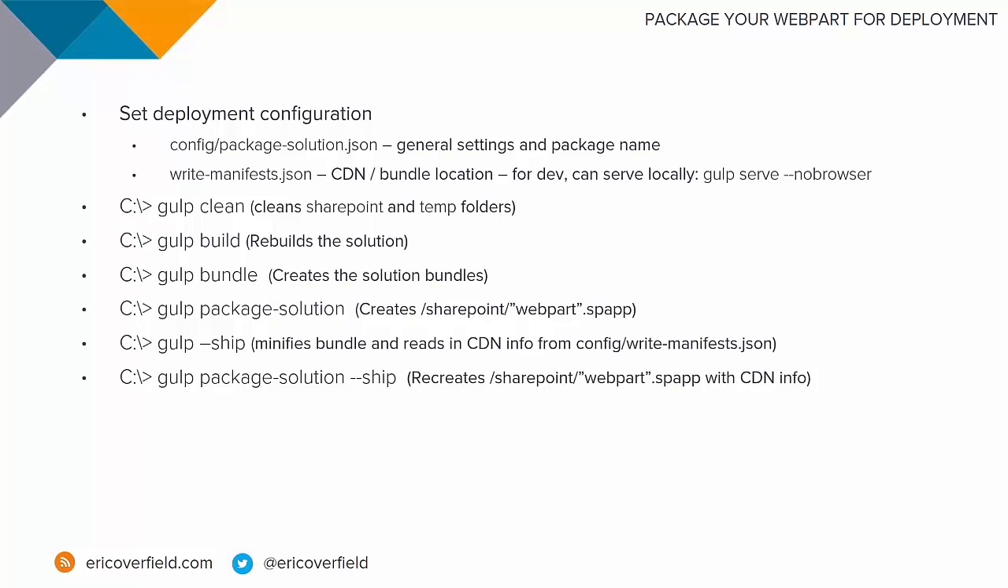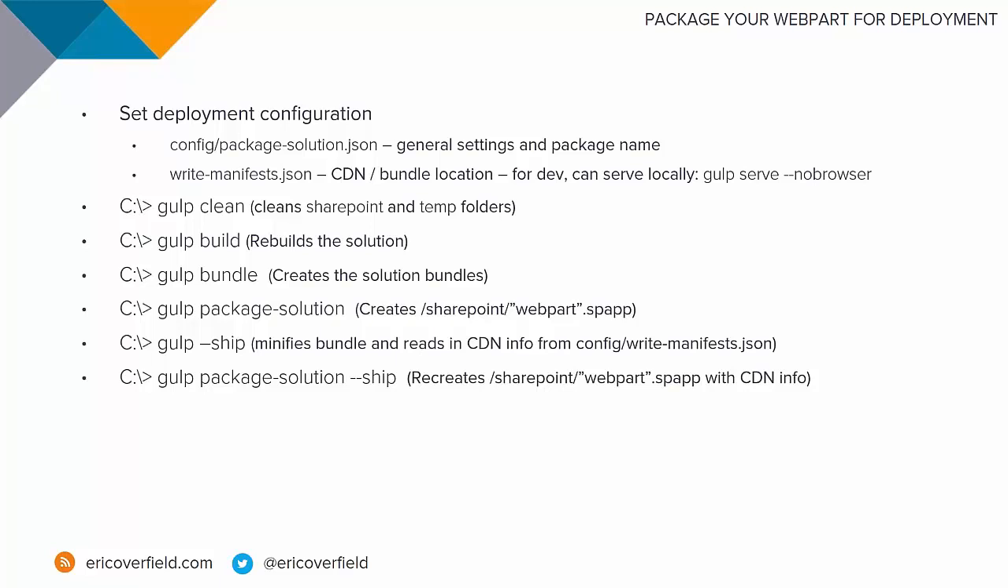The process that I found to kind of make this all work: you can do a gulp clean. That will clean out everything, kind of start over. Gulp build and gulp bundle are both run by gulp serve if you don't want to run gulp serve, but that will rebuild the solution. It will then bundle up all of the solution into the proper JavaScript and CSS, etc. You can now package the solution. That's the gulp package-solution. That will create your .sppkg file within the SharePoint folder. That's what you're going to now need to move somewhere.